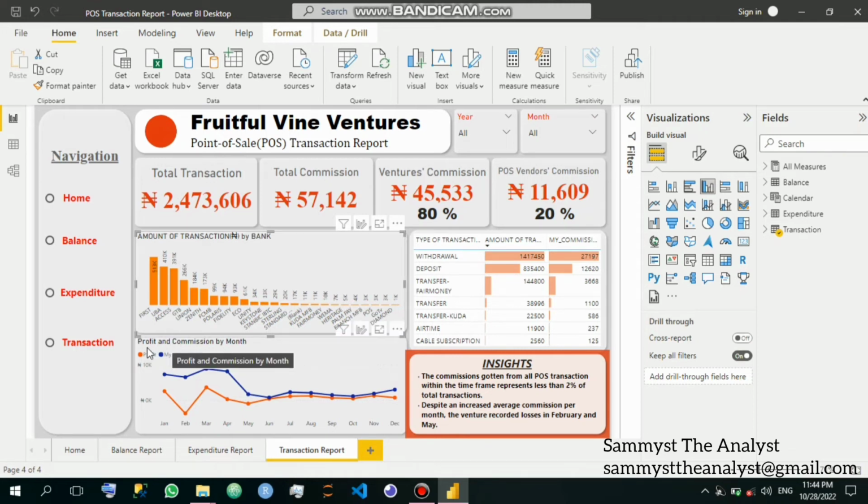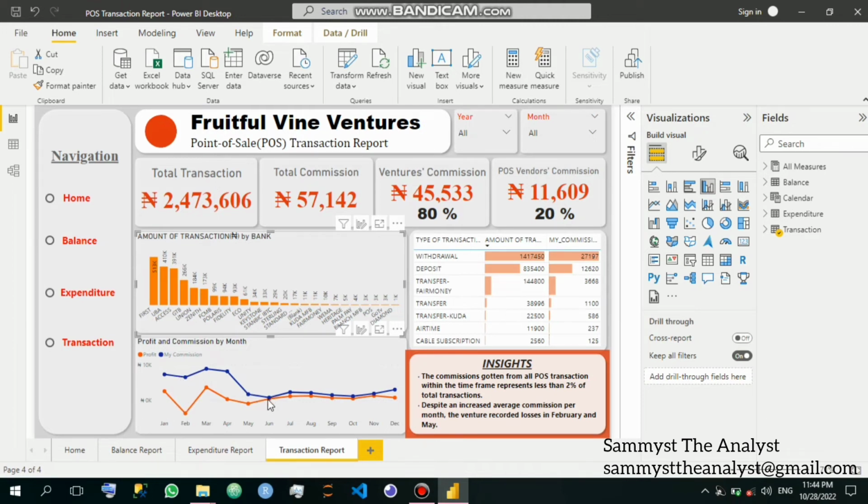Now when you come here, this is a line chart showing the profit and commission by month. The blue line shows the commission that was gotten for each month, and the brown reddish line here shows the profits gotten for each month. Now when you look at this particular line, you can see that there is a very wide gap between both the commission and the profit in the month of February, meaning that more expenses were incurred in the month of February, thereby creating this gap.